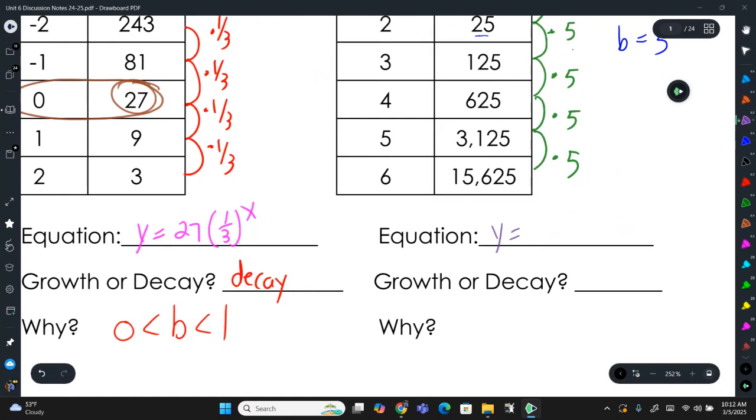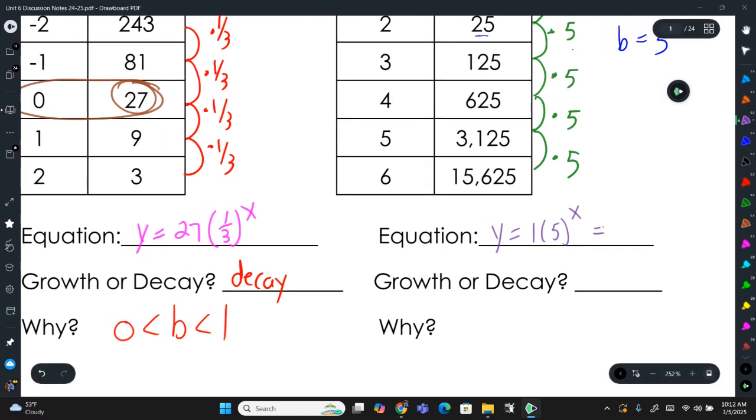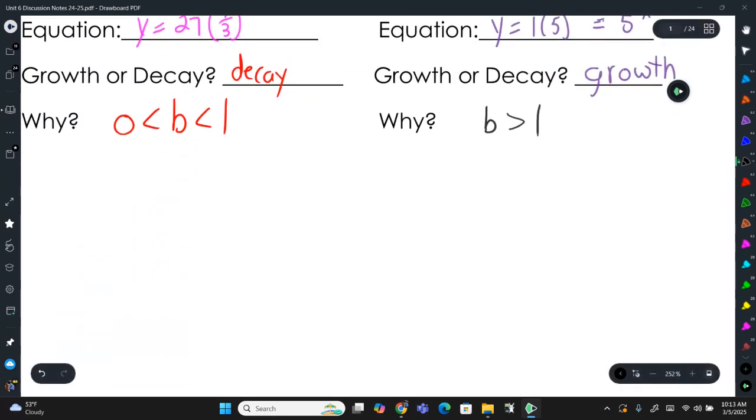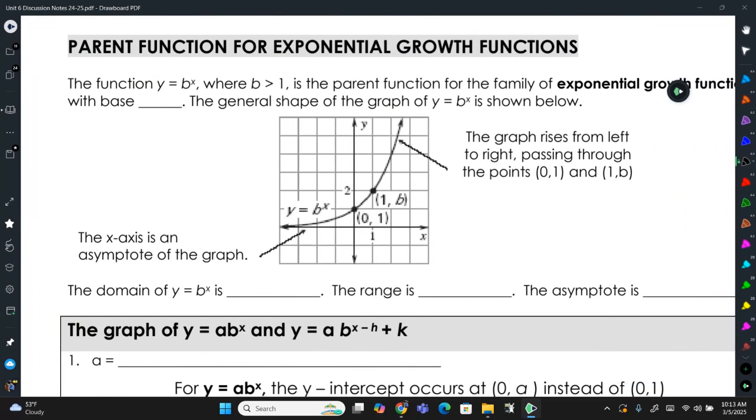So y equals a times b to the x power. Now, we don't usually write that invisible 1 there, so you could write this as 5 to the x. And this is growth. Why? Because our b value of 5 is greater than 1. So that makes this an exponential growth function. So now on the next page, we're going to graph exponential growth and decay functions.